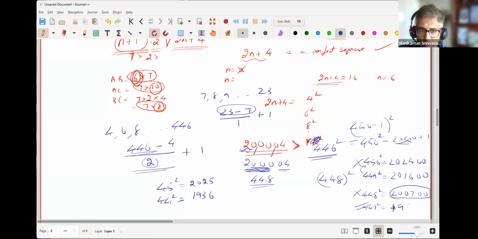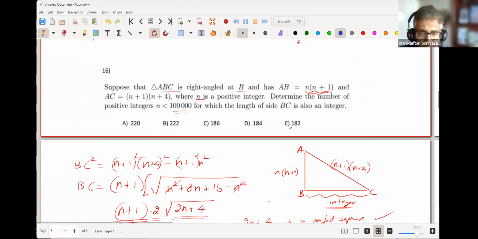So how much is this? 222. Sorry, 442. 442 divided by 2 is 221 plus 1 is 222. So 222 numbers. Hopefully one of the choices should be that.